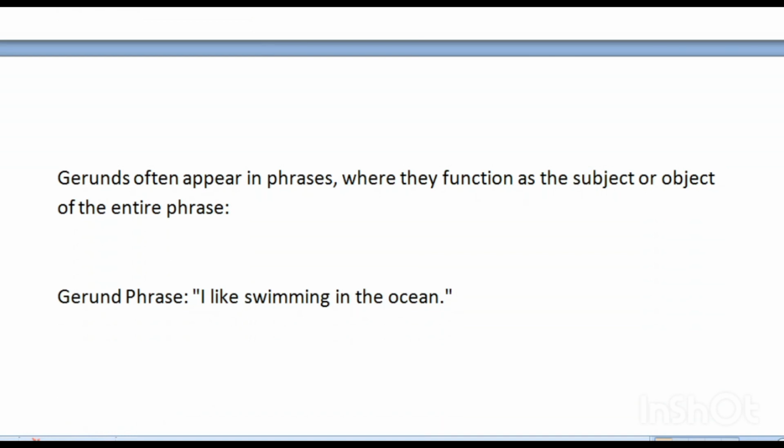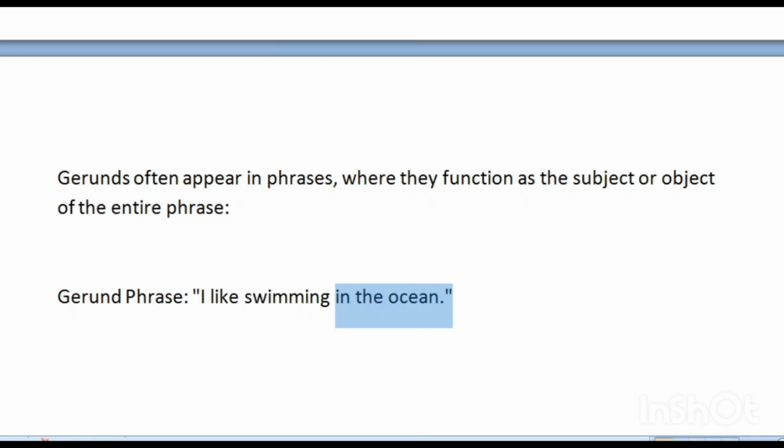Now, for example, if we say only I like swimming, it is easy. This is the object of the sentence. But we add in the ocean. This is confusing. Got it? Then you will be confused about that. I like swimming. If swimming is the object of the sentence, then what is in the ocean? Okay, you will be confused.